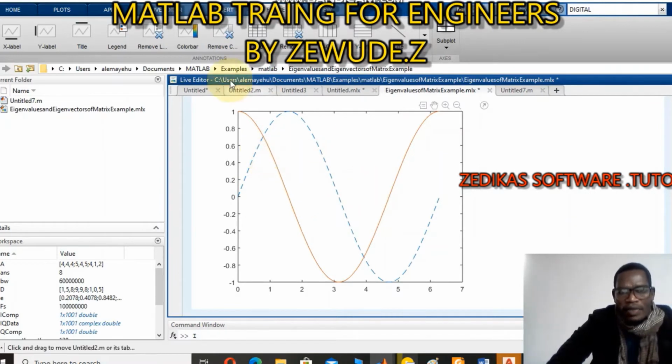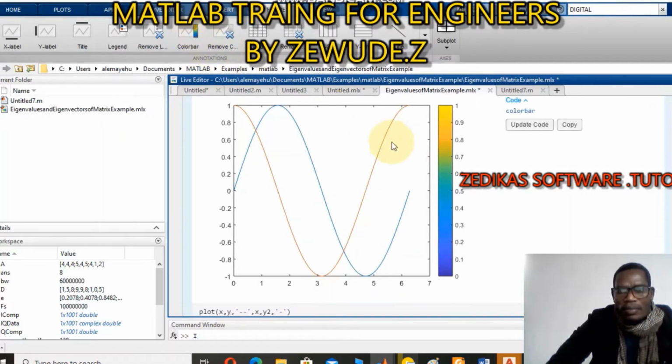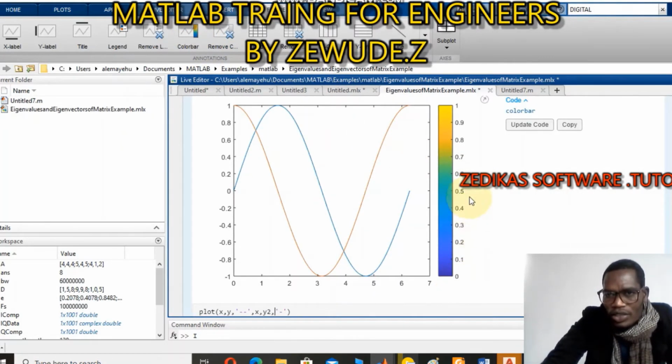Let's say about bringing in the legend for the first graph and the second graph, and a color bar. After clicking the color bar, the value starts from 0 up to 1. So there is a 0 and 1, the y value here.